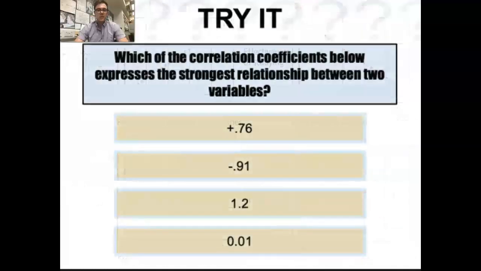Go ahead and try this one more time, looking at the correlation coefficient, which expresses the strength of the relationship between two variables. The answer is positive, sorry, I almost said the wrong one. Negative 0.91, because it's closest to negative 1. 1.2, again, that's not a correlation. The perfect correlation would be positive 1 or negative 1, not 1.2. If you see anything like that, they're just trying to trick you.